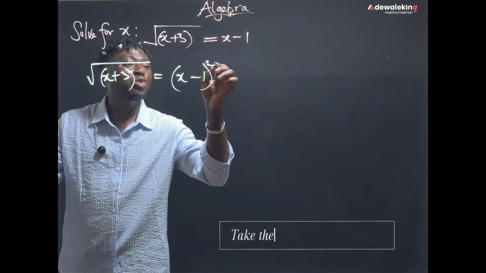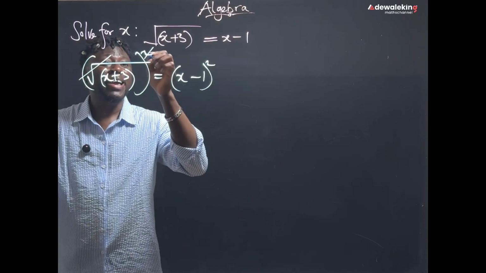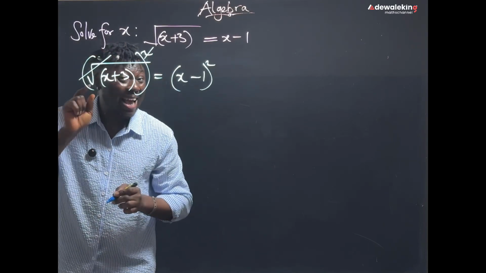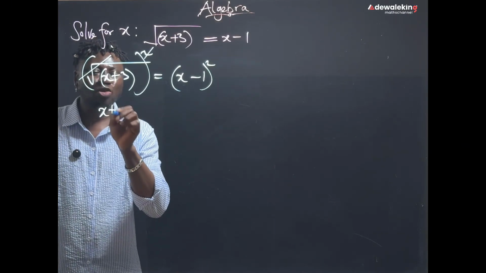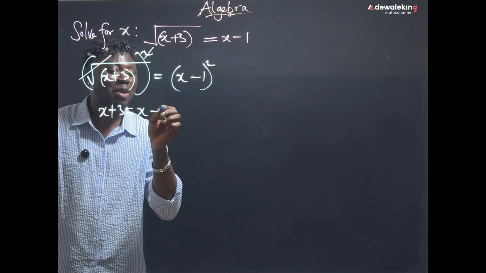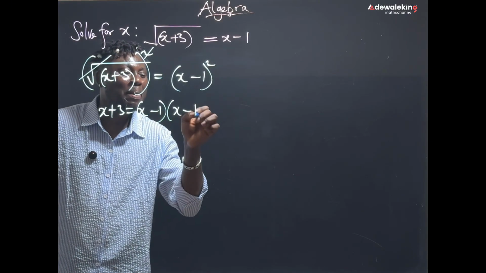So you take square on both sides. So this square cancels this square root, and we have a new equation: x plus 3 is equal to (x minus 1)(x minus 1).